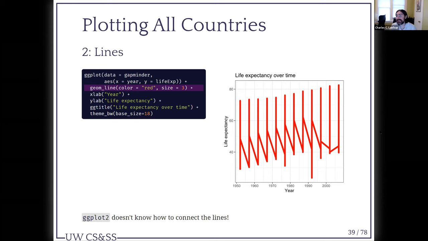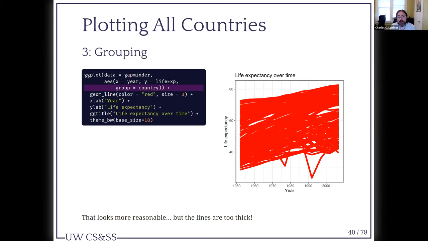The problem here is ggplot doesn't know how to connect these lines across the countries. It just thinks we want to connect every single one of them as one line. So what I can do is say, let's add a new aesthetic. This aesthetic I add to the first layer is called group. I say group equals country. What this tells ggplot is that we want any kind of groupable thing, for instance a line, to pass through all the observations for each country. So now it's going to draw one line for each country instead of one line through every single dot, okay? This is an improvement. This looks a little more reasonable.